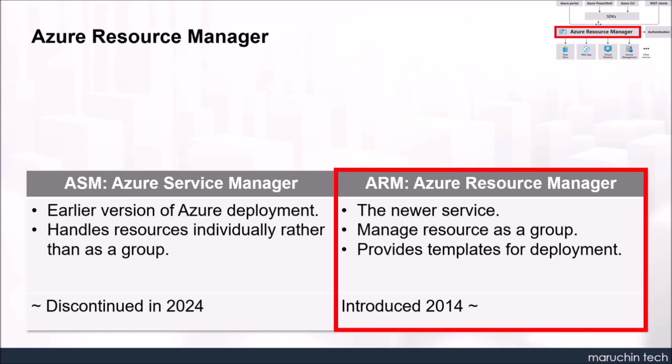ARM is a deployment model added in 2014 when Microsoft Azure was named. With ARM, the resources can be grouped, which allows them to be deleted in one step. You can also use templates, locks, tags, and role-based access in ARM.